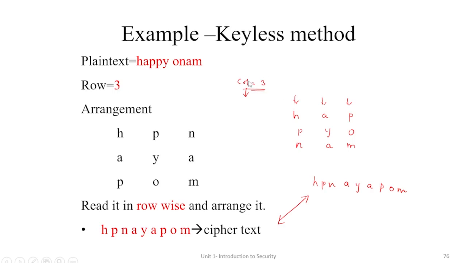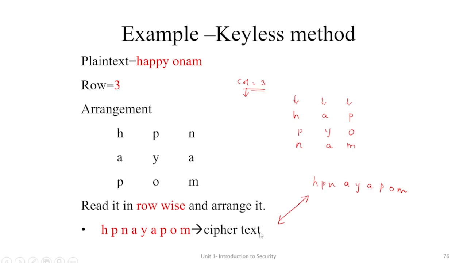Then you check the notation. It is column, so you read the values in column order. So the first column is HPN, AYA, POM. So this is the ciphertext using column order.